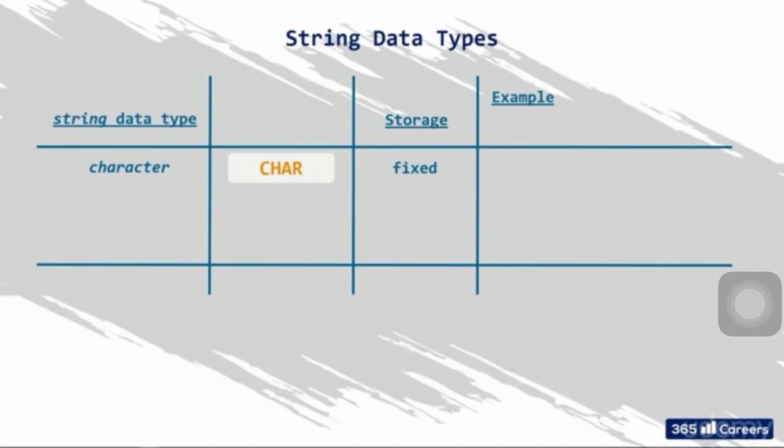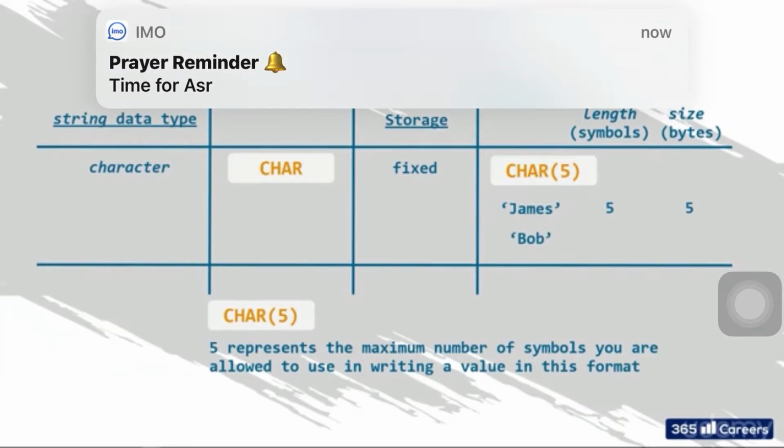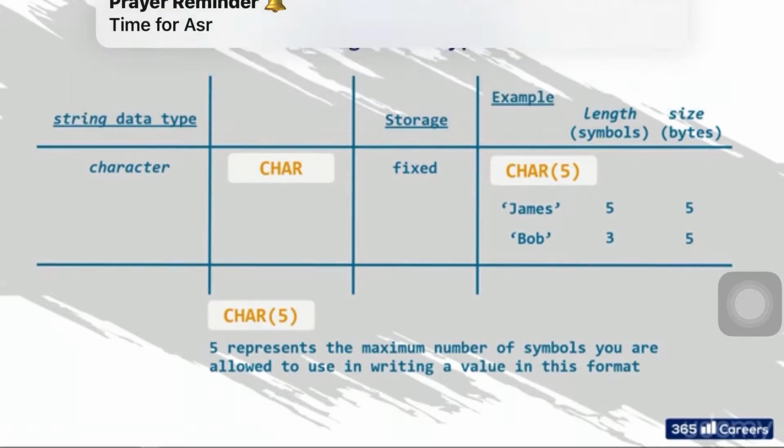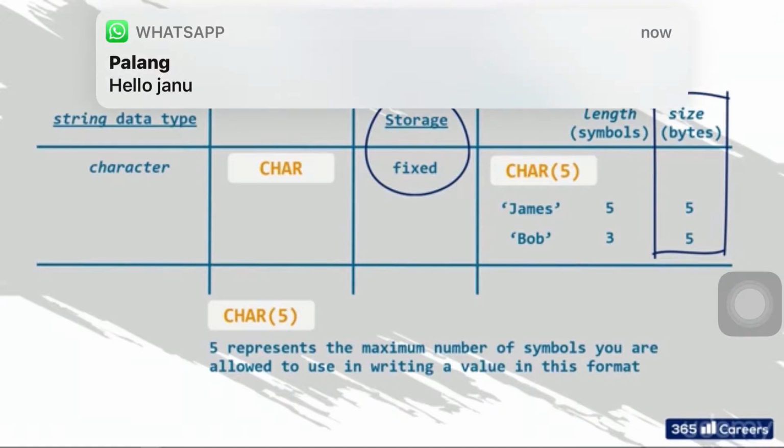Let's assume you have set char with 5 in parentheses. The number 5 represents the maximum number of symbols you are allowed to use in writing a value in this format. Therefore, this column, the name James, which consists of 5 symbols, will require storage of 5 bytes. If instead you type Bob, the length will be 3 symbols, but the storage will still be 5 bytes. Now you see why char is referred to as a fixed storage data type, right?